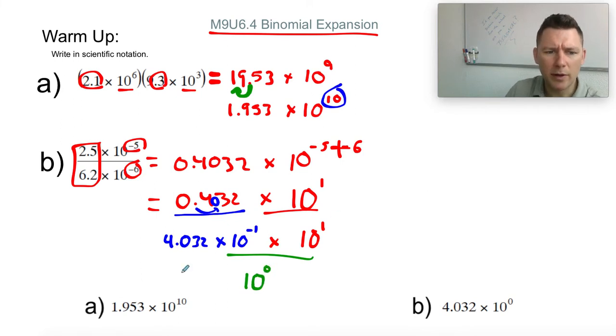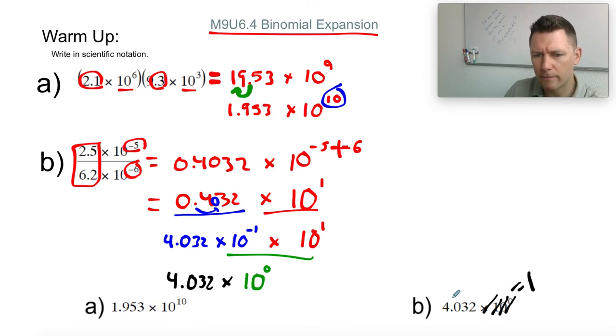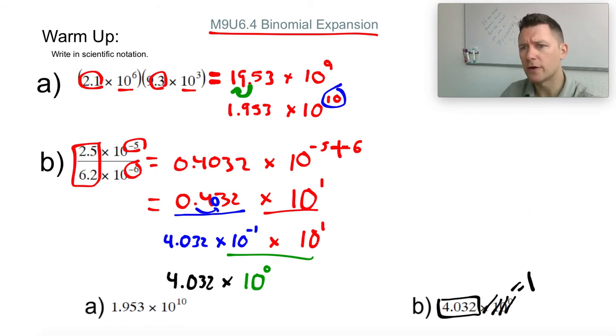And so you end up with 4.032 times 10 to the 0, which is really, you don't actually have to write 10 to the 0, and anything to the 0 is 1. So this is like 4.032 times 1. So there you go. There's that guy.